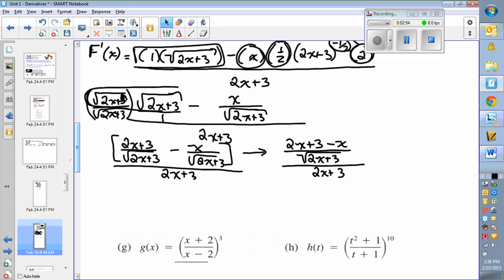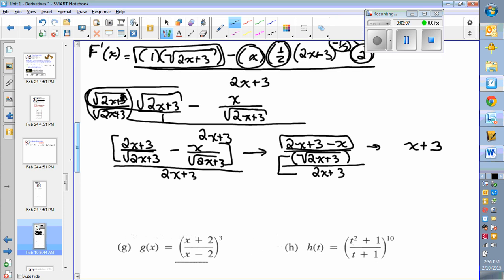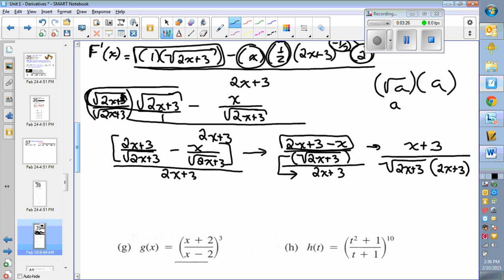So we simplify the numerator. 2x plus 3 minus x is just x plus 3. As we've seen on many, many examples, this denominator can move down here with that one. So you would have square root of 2x plus 3 times 2x plus 3. Well, you see the base here. If you had root of a times a, you would call this a to the 1/2 times a to the 1, and you'd get a to the 3 over 2.